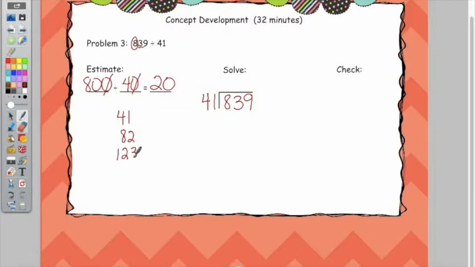123, 164. So here I went 1, 2, 3, 4. Here I counted by fours. 4, 8, 12, 16. We'll stop there, but it will be easy to keep going if we need to, won't it? Yeah. Okay.